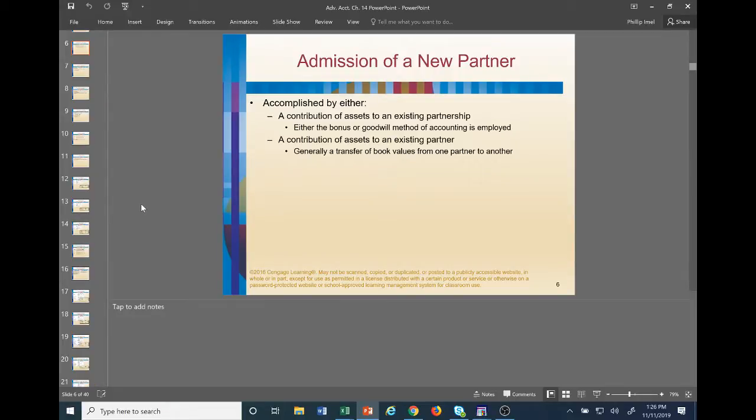Okay, admission of a new partner. The admission of a new partner requires the approval of the existing partners, although a partner's interest may be assigned to someone outside the partnership without the consent of other partners. Now, assuming a new partner has been approved by the existing partners, the new partner will experience the same general risks and rights of ownership as do the other existing partners.